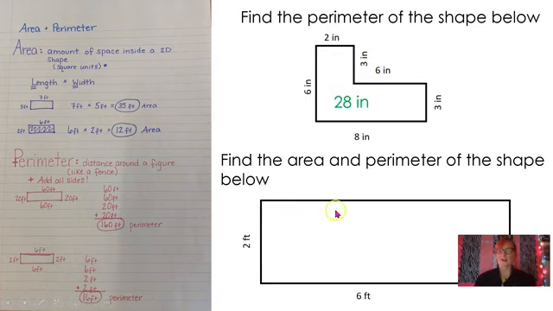Now let's find the area and the perimeter of this shape down here. It is a rectangle that is 6 feet by 2 feet. Go ahead and pause your video and find the area and perimeter.